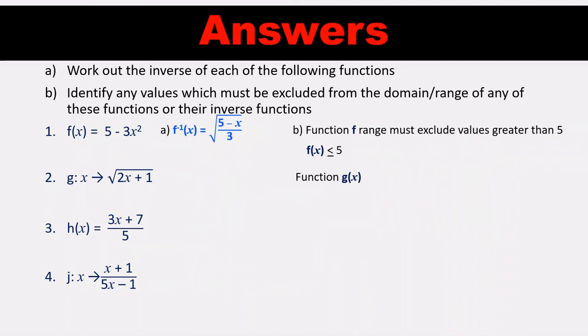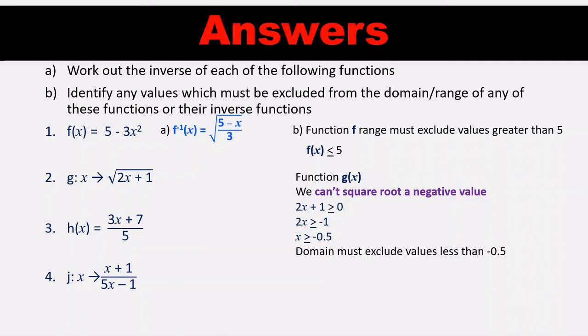For question 2, I hope alarm bells are ringing when you see this g function. There's a square root sign, and we know we can't square root a negative value. So 2x plus 1 must be greater than or equal to 0. That means that 2x must be greater than or equal to negative 1, and x must be greater than or equal to negative a half or negative 0.5. So there I've got my limitations to my domain of function g. The domain must exclude values less than negative 0.5.